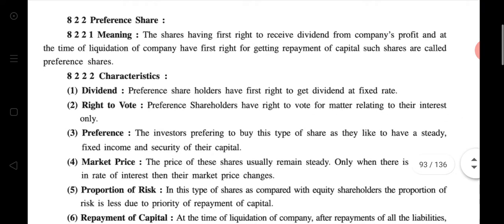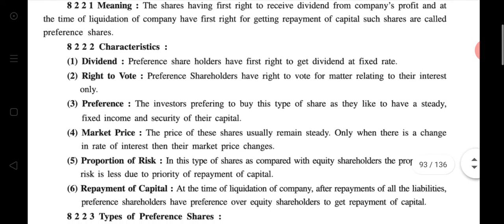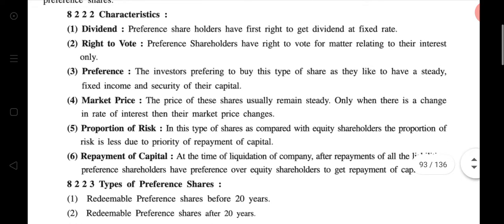Now, meaning of preference shares and characteristics. In equity shares there are 10 characteristics and in preference shares there are only 6 characteristics. Good. Then types of preference shares.